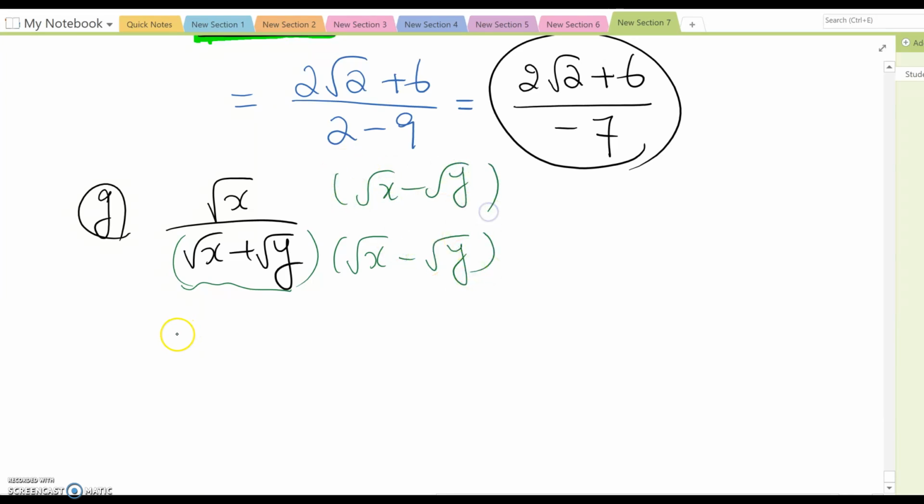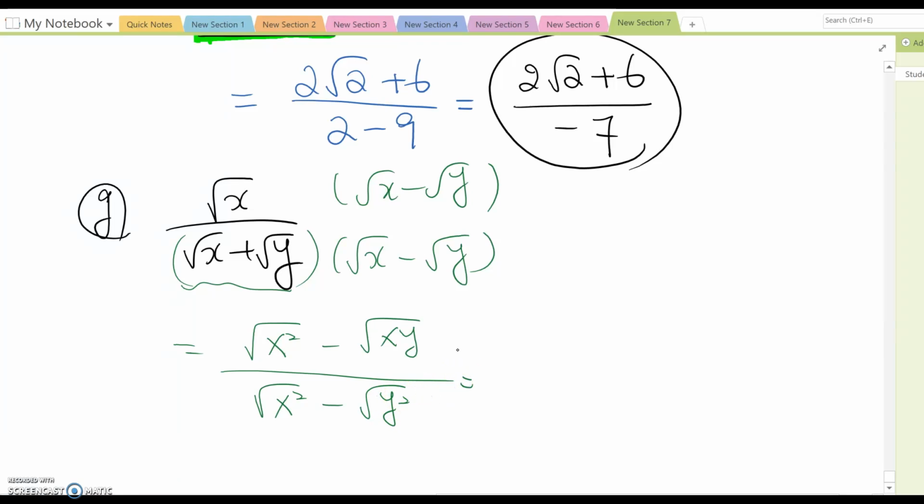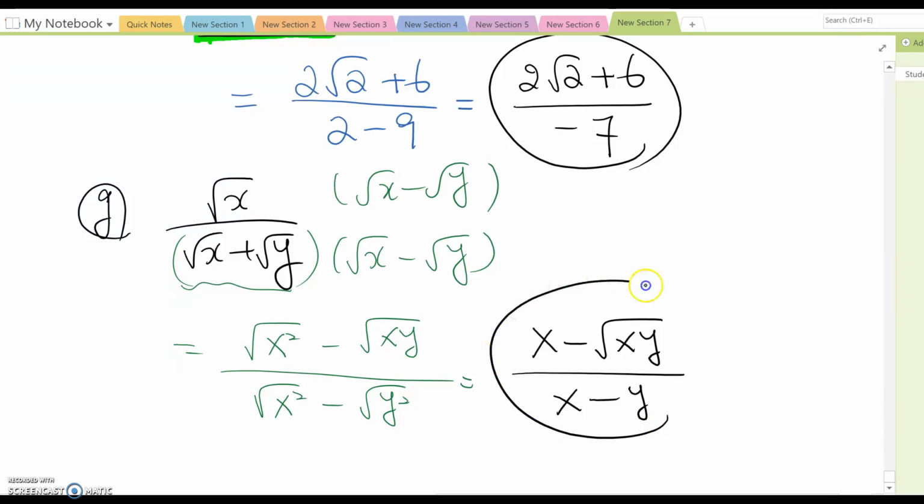Okay, if we do it, then it becomes root x squared minus root xy over root x squared minus root y squared, which means x minus root xy over x minus y. That will be the answer for this problem.